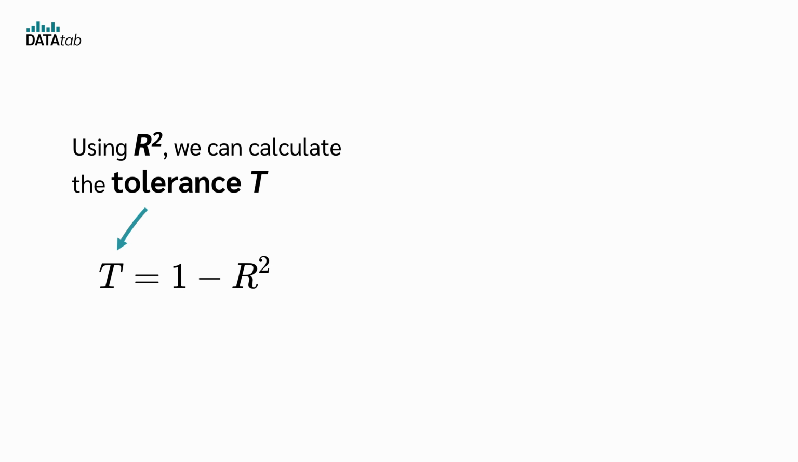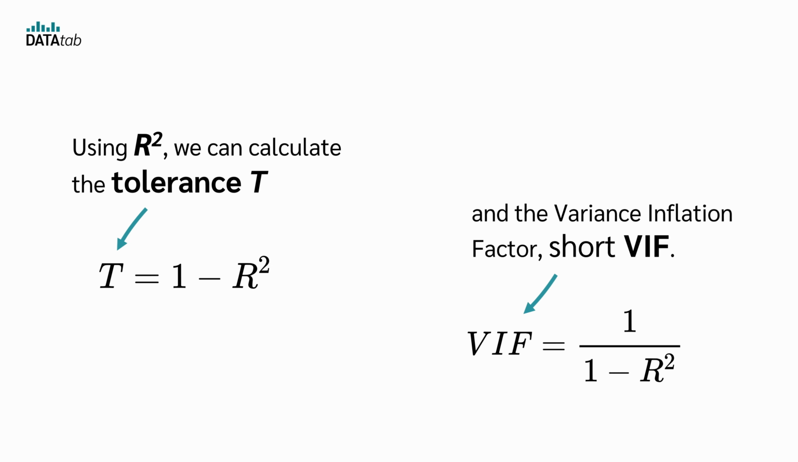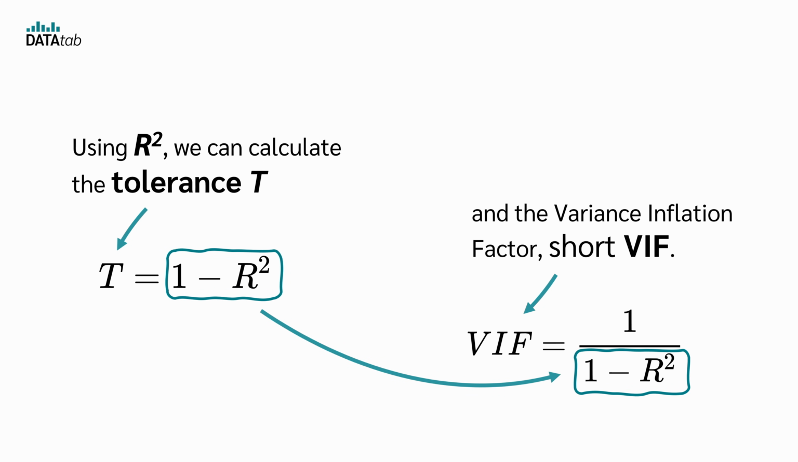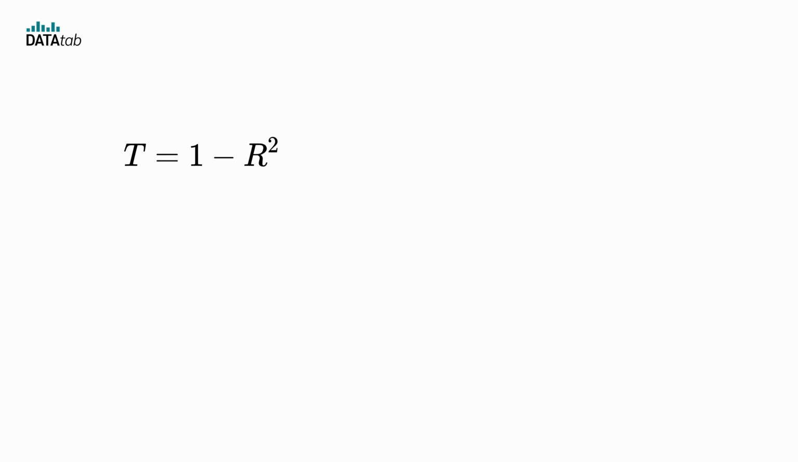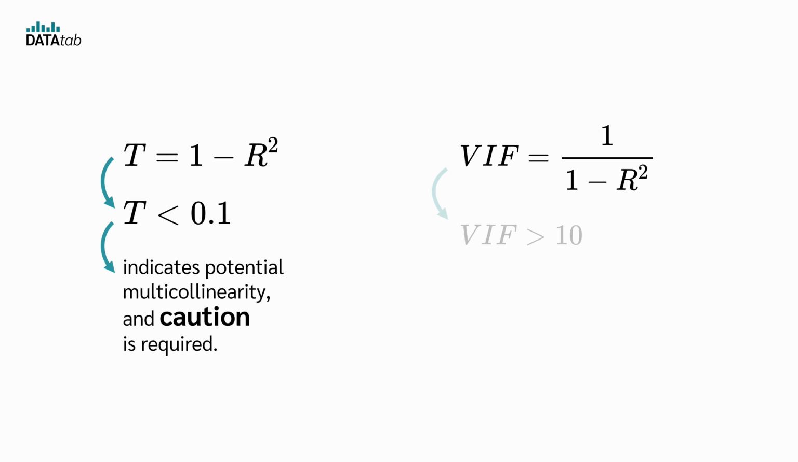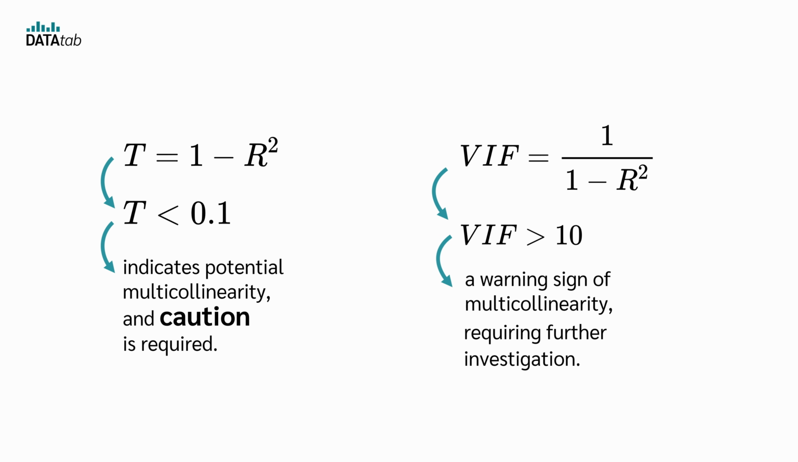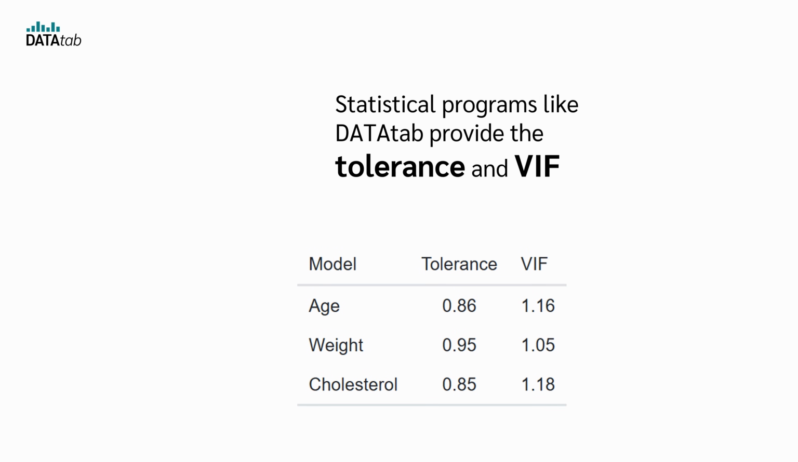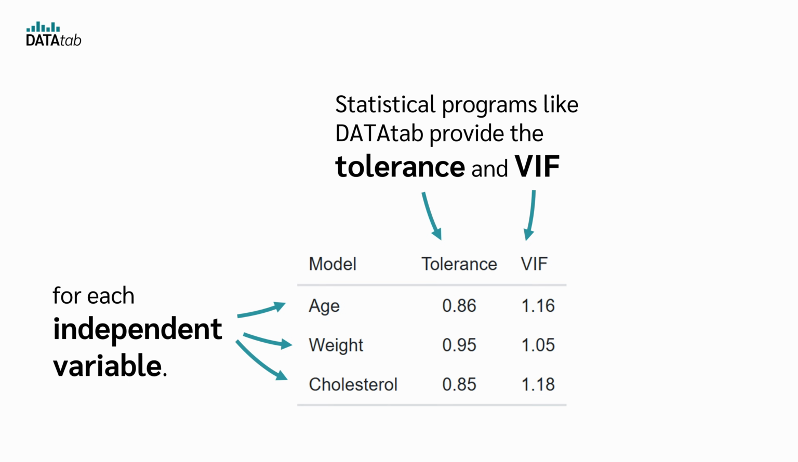Using r squared, we can calculate the tolerance and the variance inflation factor, short VIF. Basically, the VIF is 1 divided by the tolerance. If the tolerance is less than 0.1, it indicates potential multicollinearity and caution is required. On the other hand, a VIF value greater than 10 is a warning sign of multicollinearity, requiring further investigation. Typically, statistical programs like DataTab provide the tolerance and variance inflation factor VIF values for each independent variable.